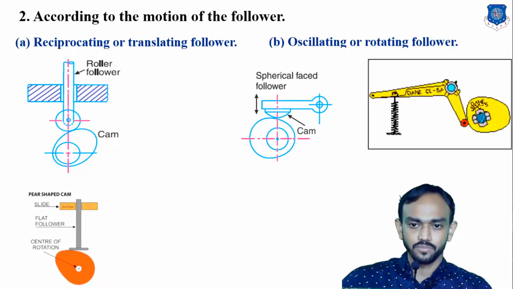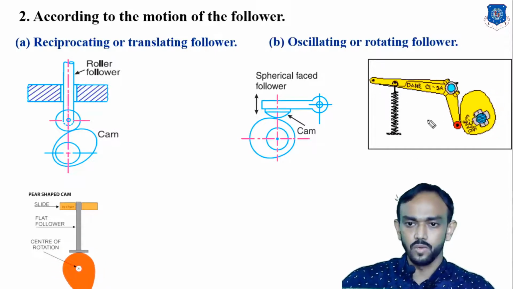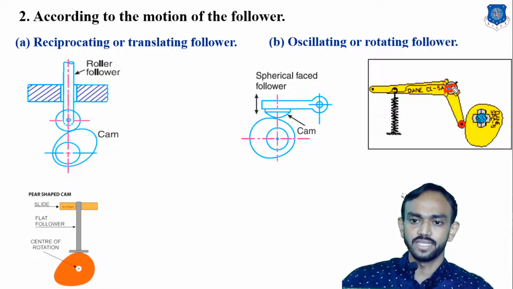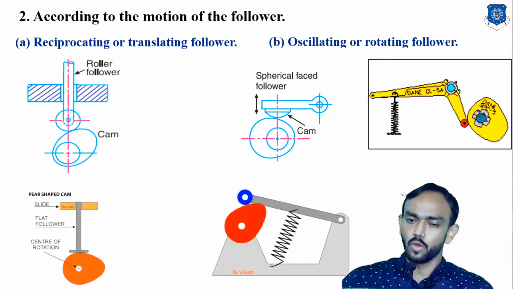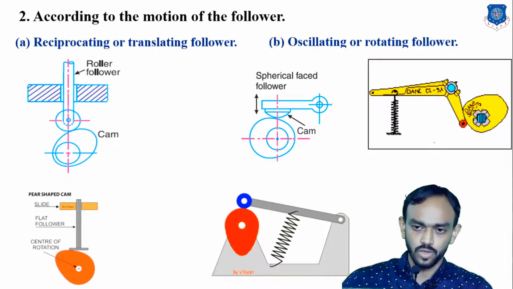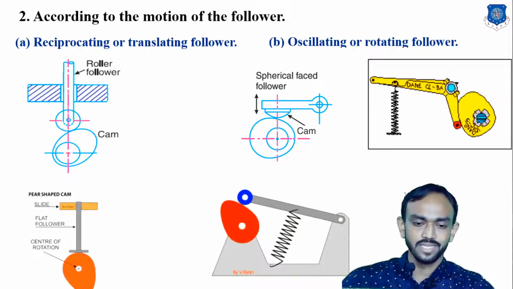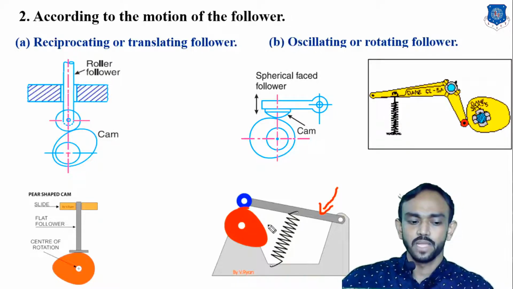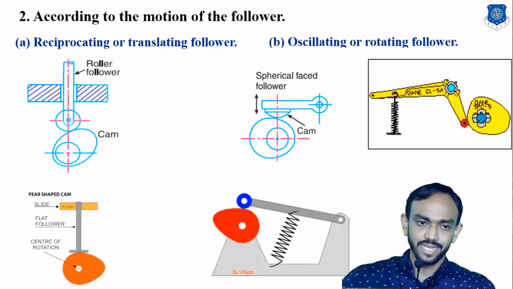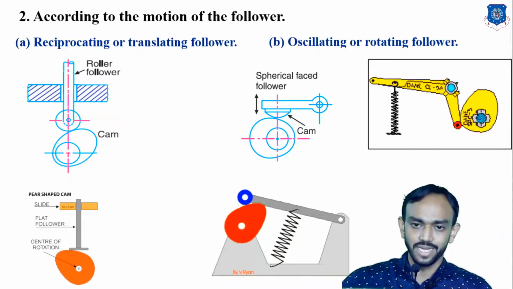But in oscillating, there is always a hinge point, meaning this lever is hinged about some point, and with respect to that there is an oscillating or rotary motion. You can see here, and there is always a spring or load given, so that the follower and cam are always kept in contact. This external force is always there, so the follower always touches the cam. So these are the two types: one is reciprocating and the second is oscillating or rotary.